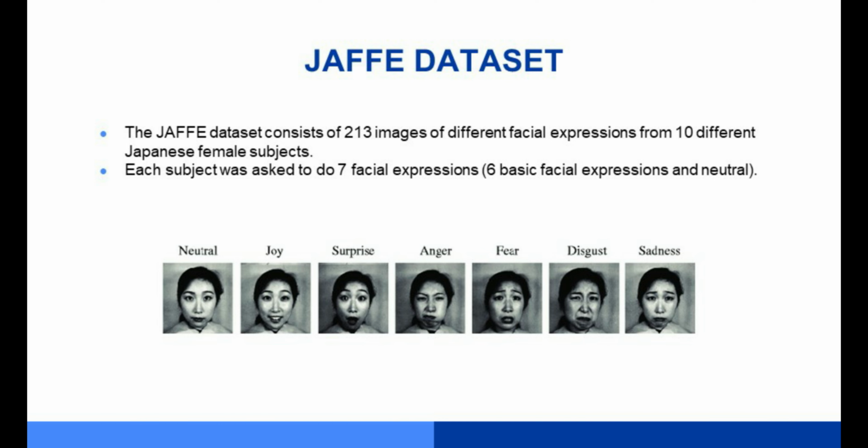The Japanese Female Facial Expression dataset consists of 219 images of different facial expressions from 10 different Japanese female subjects. Each subject was asked to make 7 facial expressions, of which 6 are basic and one is a neutral facial expression, and images were annotated with average semantic ratings on each facial expression by 60 annotators.